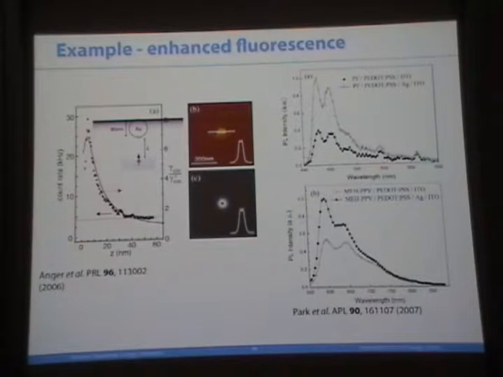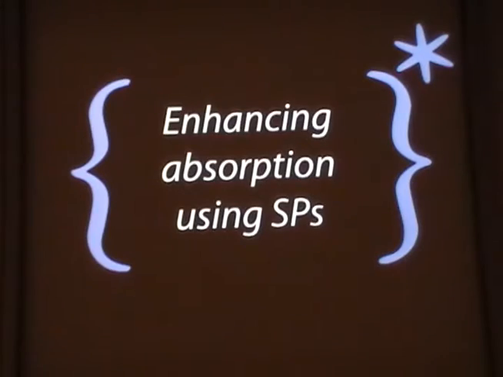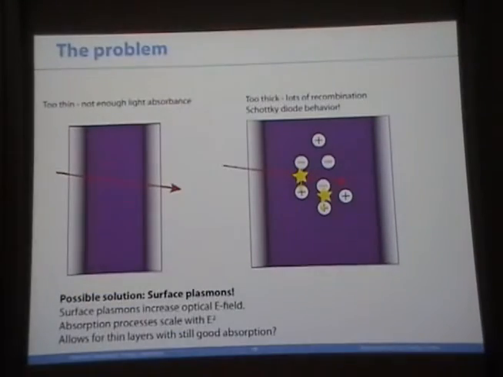Now this bodes quite well because these are nice, of course, organic PV materials that perhaps you can enhance the absorbance of these materials this way. So, enhancing absorption using surface plasmons. So, go back to what the problem is in this case.